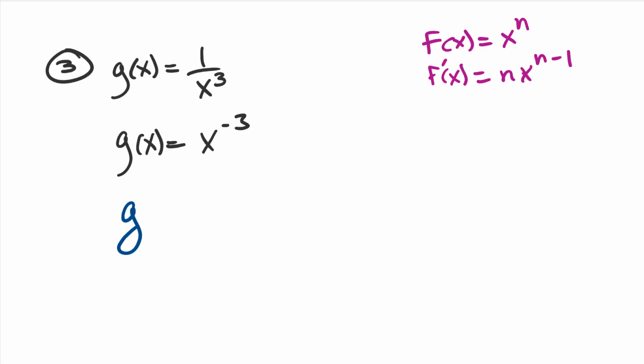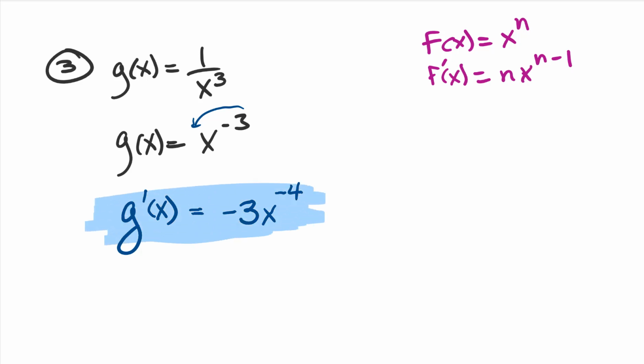g prime of x. We're going to let our number fall to the front. So that's going to become -3. And now we have to subtract 1 from -3. So -3 minus 1 is -4. Now, I don't mind this answer. In calculus, we're not too cranky about leaving a negative exponent.